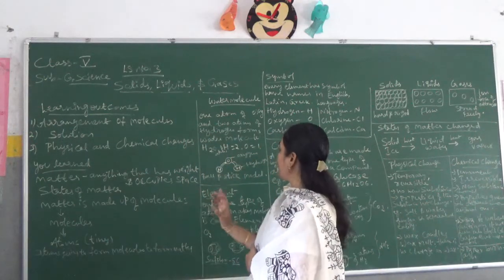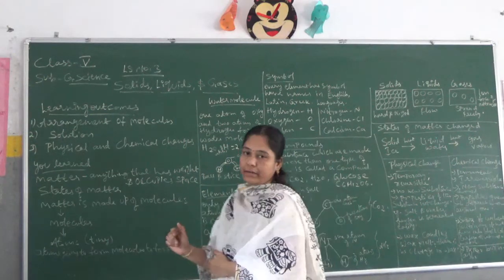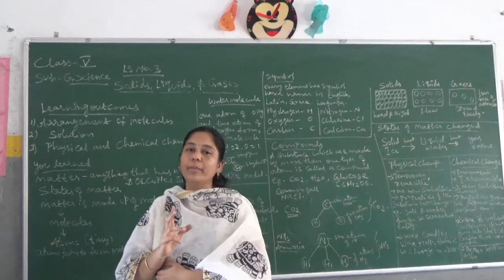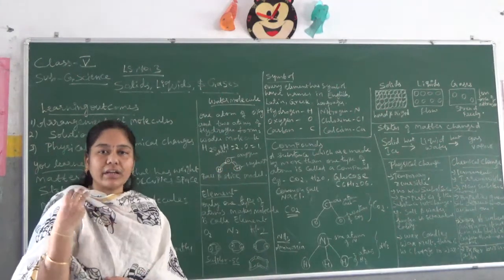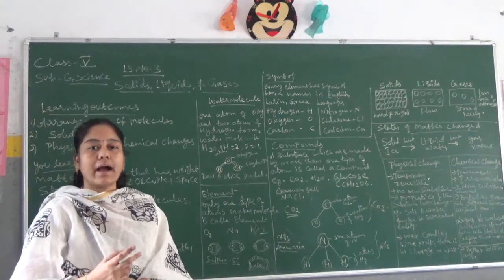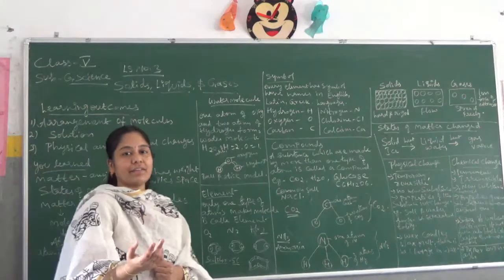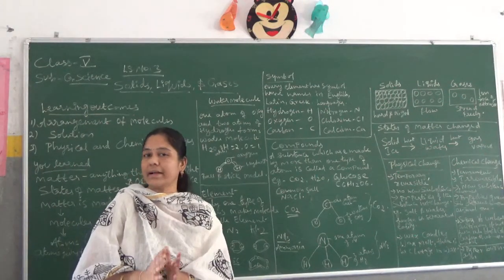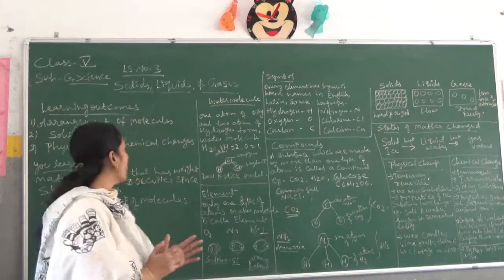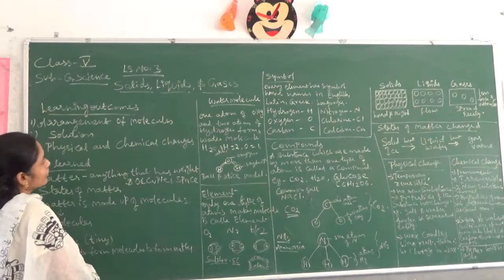Now coming to the next point: states of matter. How many states of matter are there? There are 3 different states of matter. They are solids, liquids and gases. In your previous class we studied about solids, liquids and gases. Understand, children?